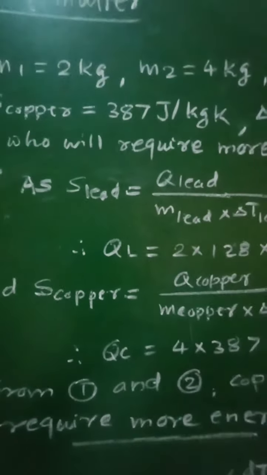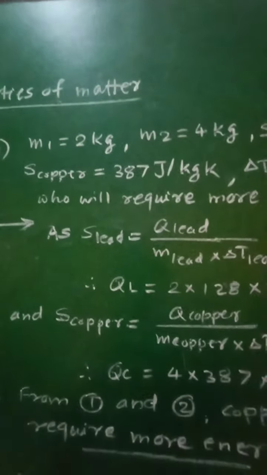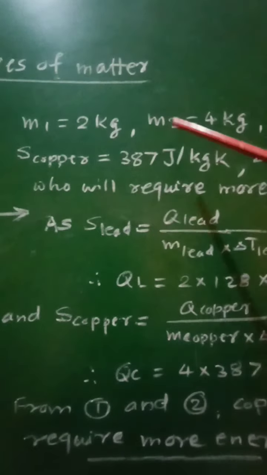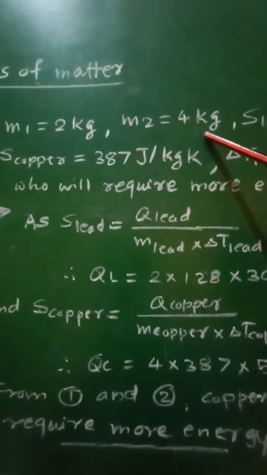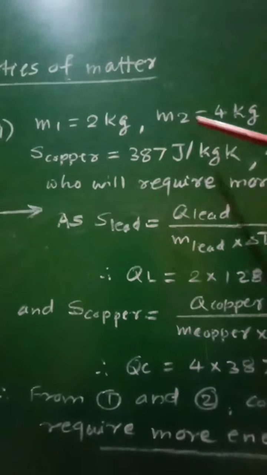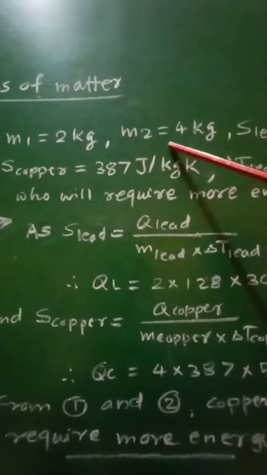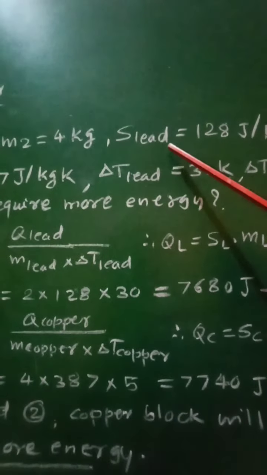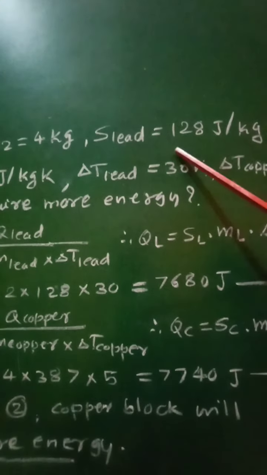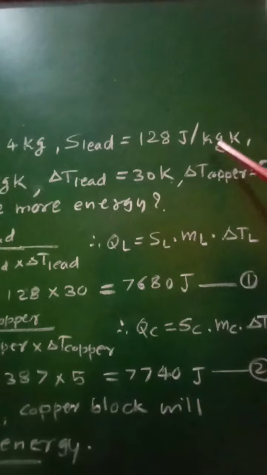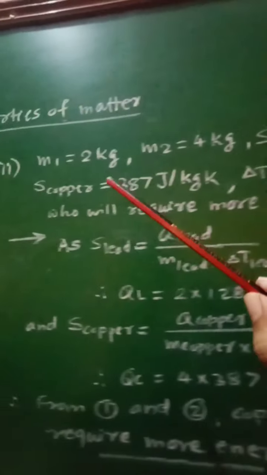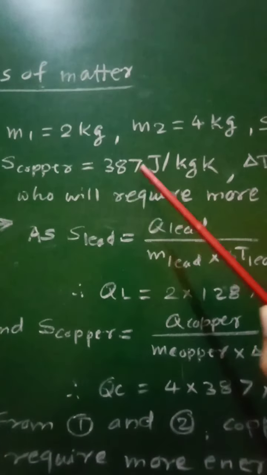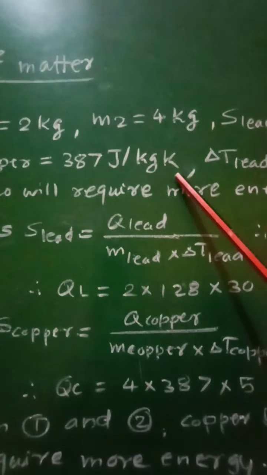Therefore from this the given data is M1 equal to 2 kg, M2 equal to 4 kg, that is mass of lead and copper. Then specific heat capacity for lead, S lead equal to 128 joule per kilogram Kelvin, and specific heat capacity for copper equal to 387 joule per kilogram Kelvin.